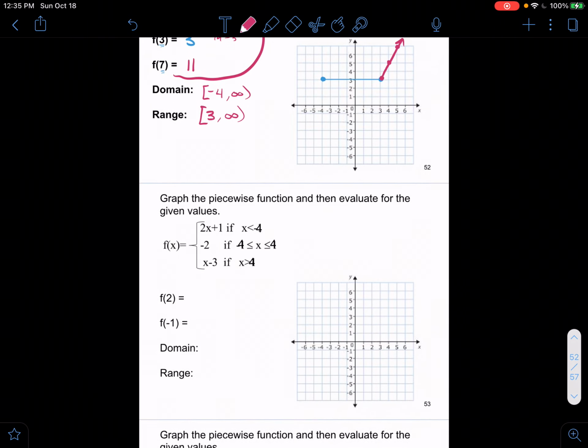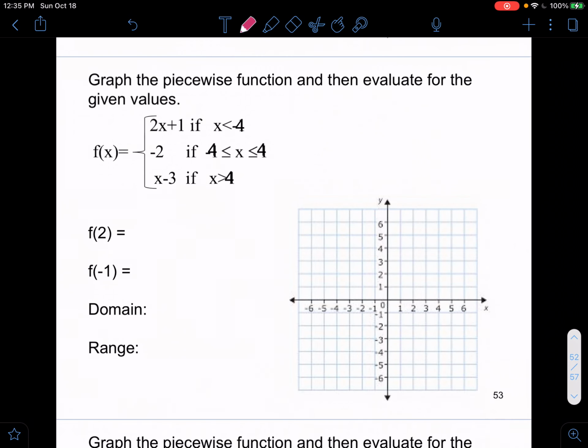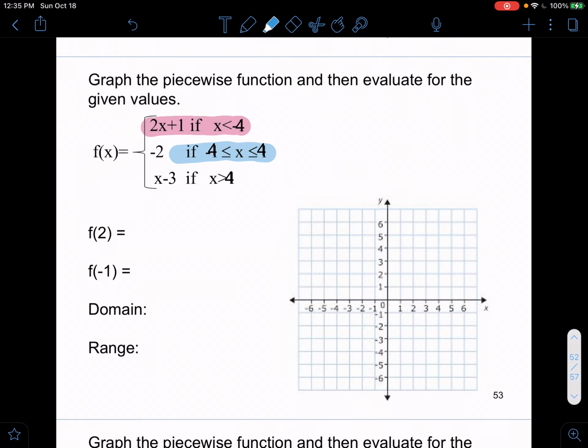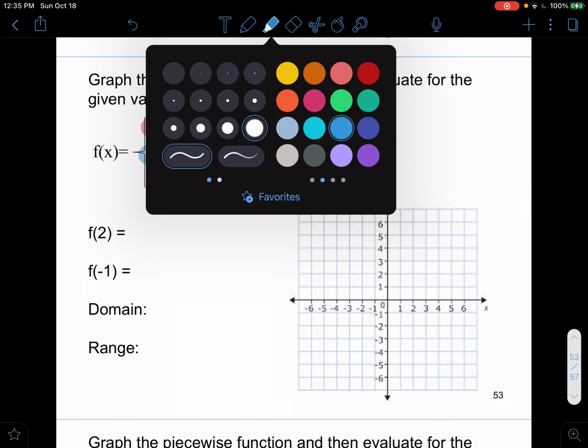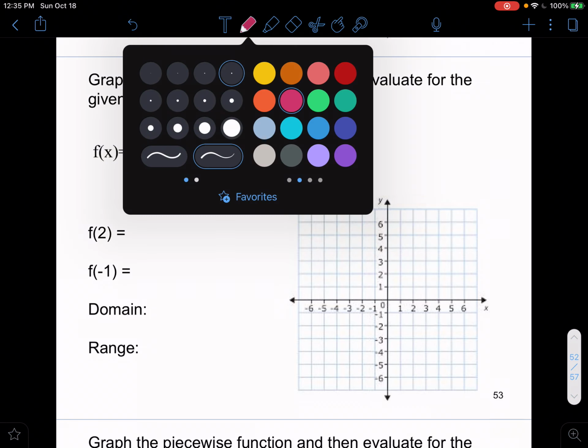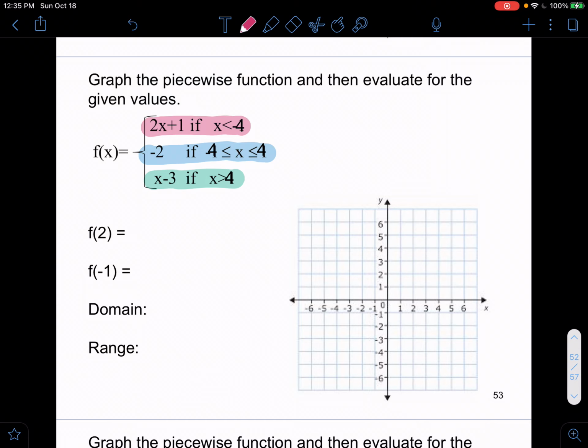Great job. Let's look at the next one. So this next one's going to have 3 parts to it. So we are going to have our red part, our blue part, and let's make a green part as well. So looking at this one, again, easiest way to start is really just to start by graphing what you can.